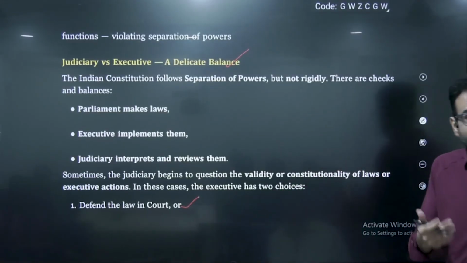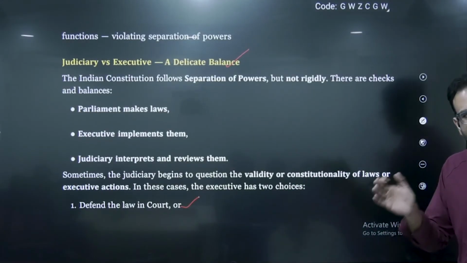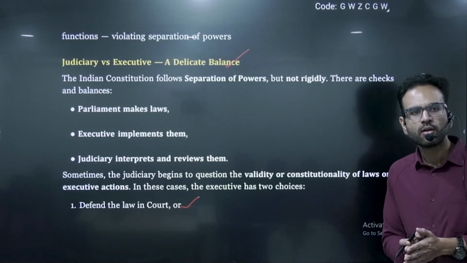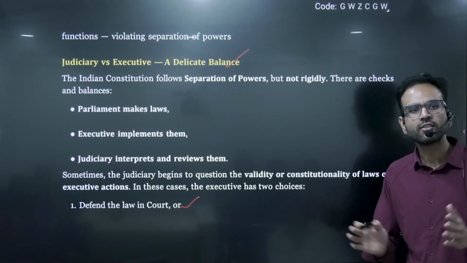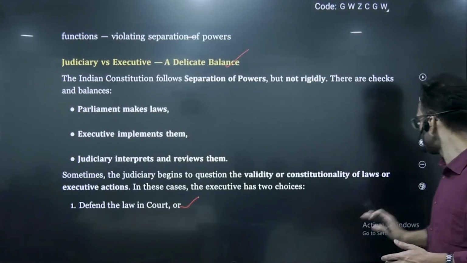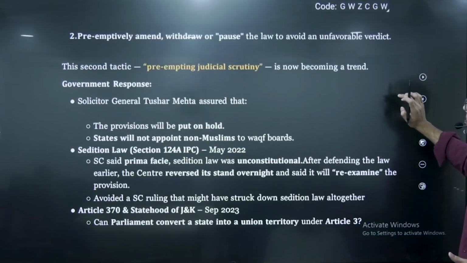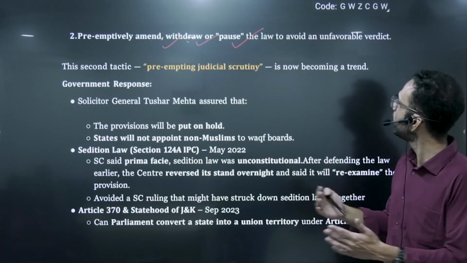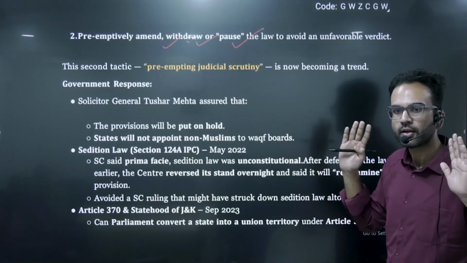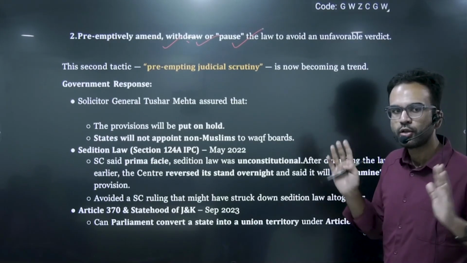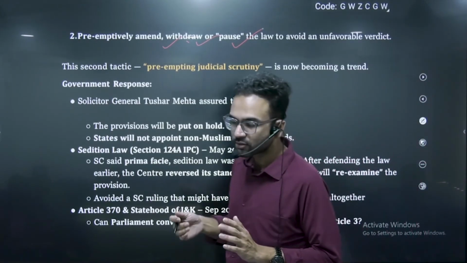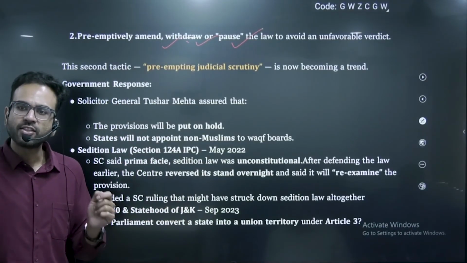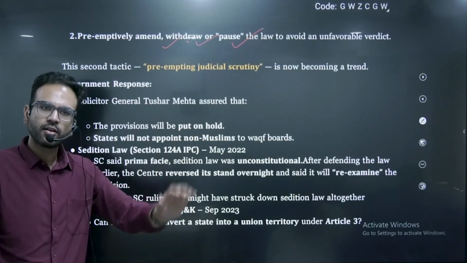One, either defend the law in the courts and say, hey, this is my justification for this, and it is very much within the limits of the constitutional values, so you cannot say this is unconstitutional. Or two, preemptively amend it, withdraw or pause the law to avoid a completely unfavorable verdict. Usually, in the past few years, according to the article writer, when we have enough evidence for the same, the executive is taking the second route. They're just pausing there. Why?